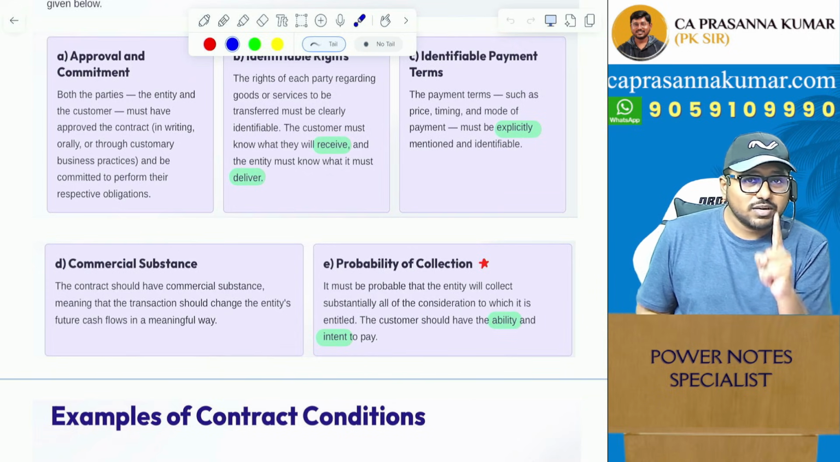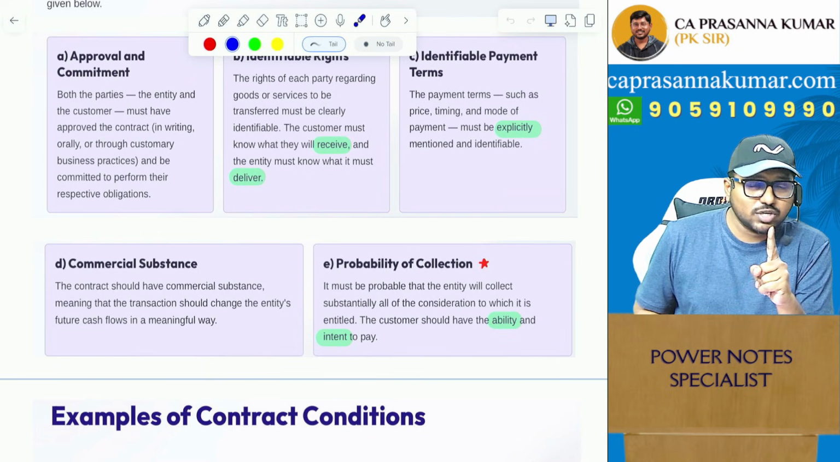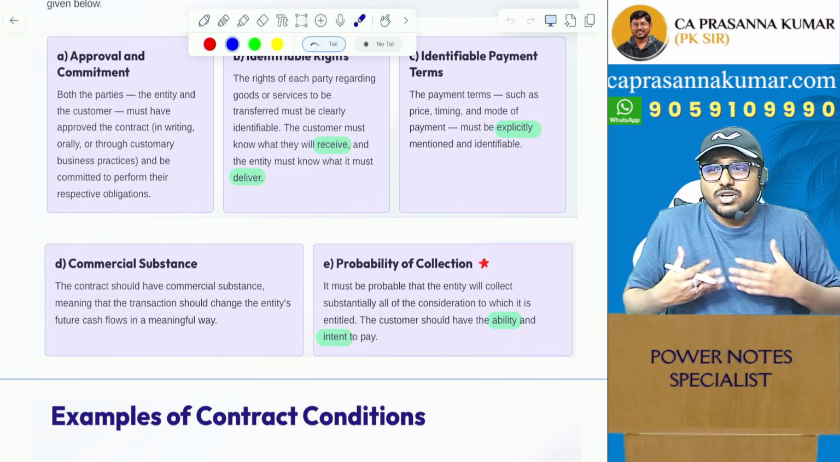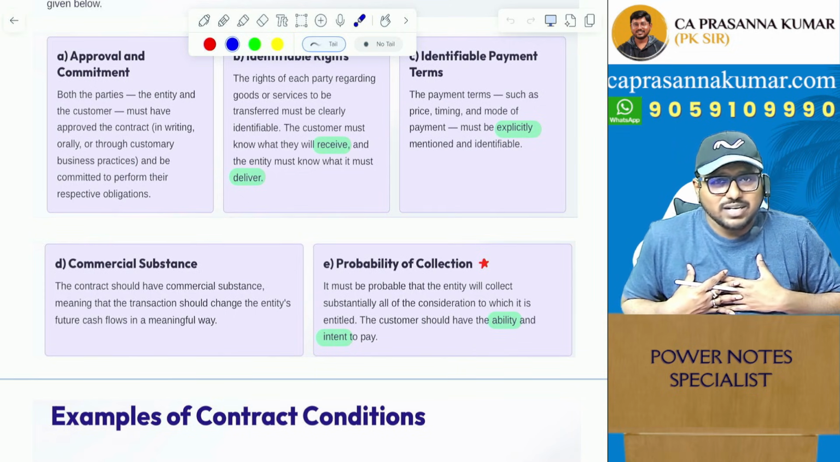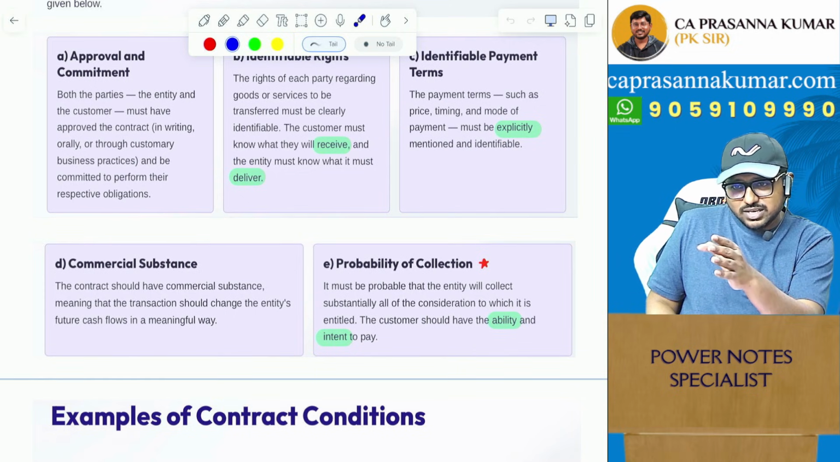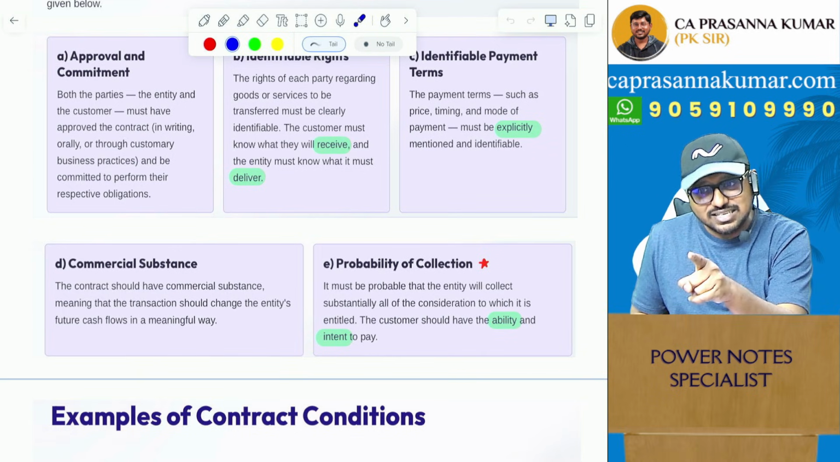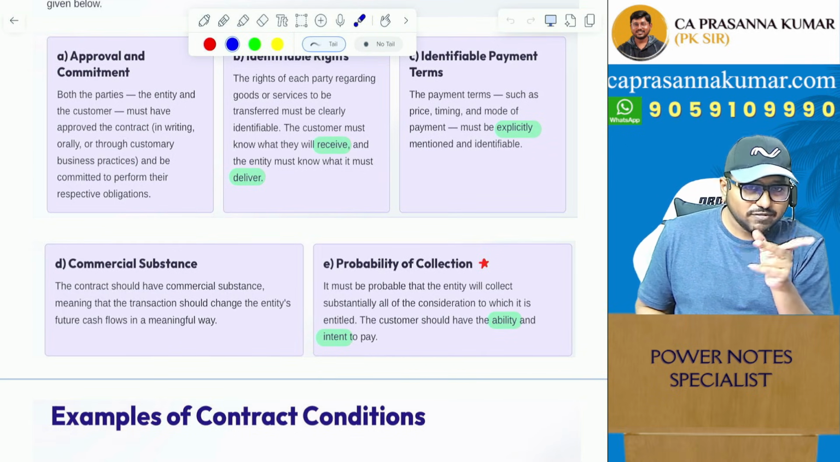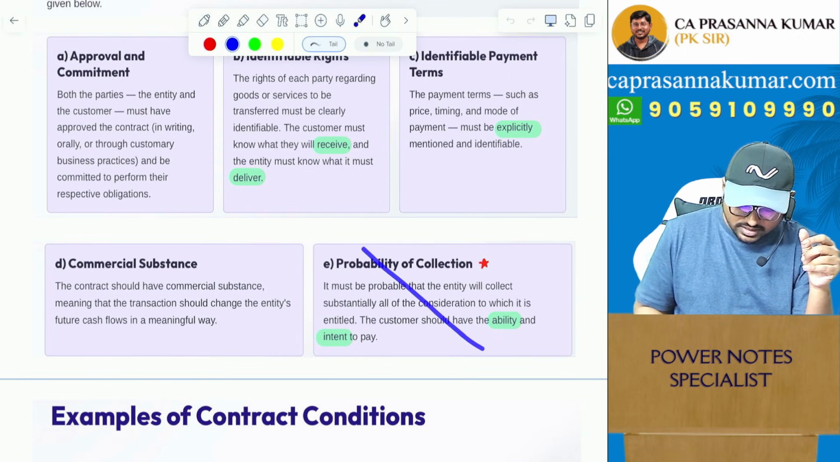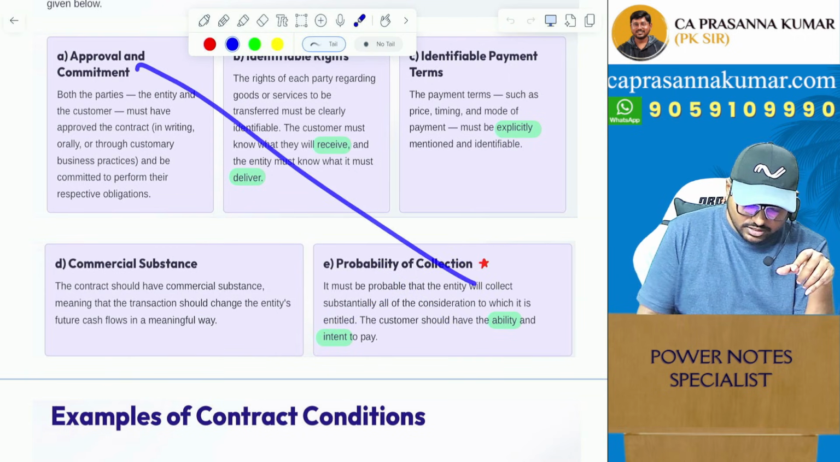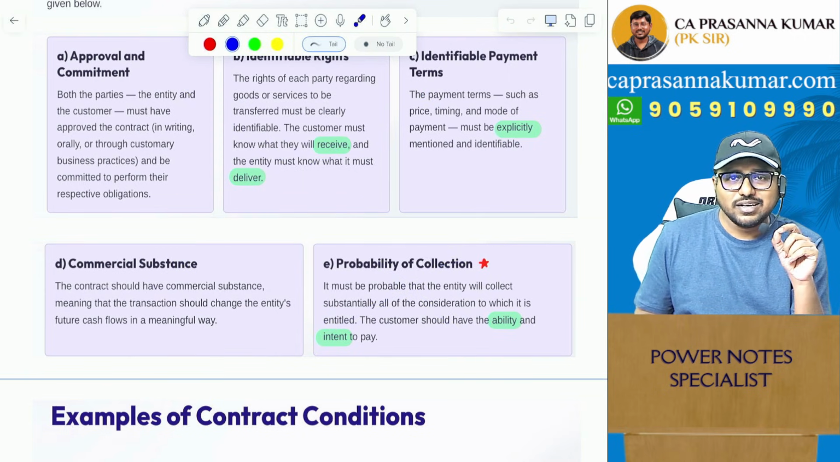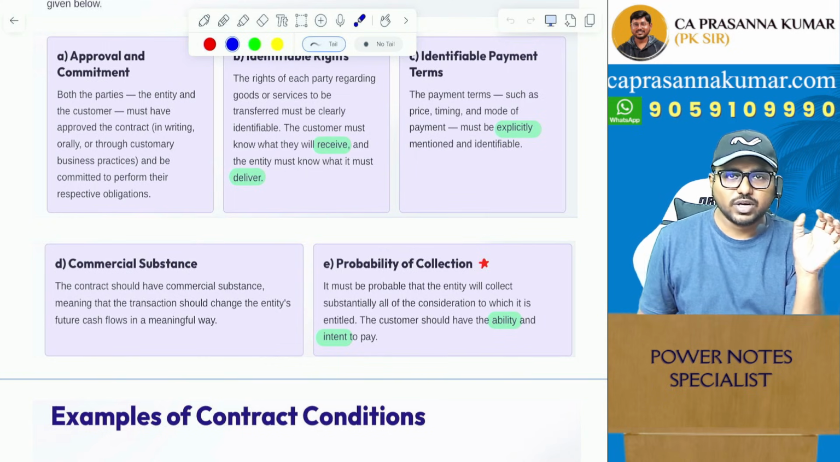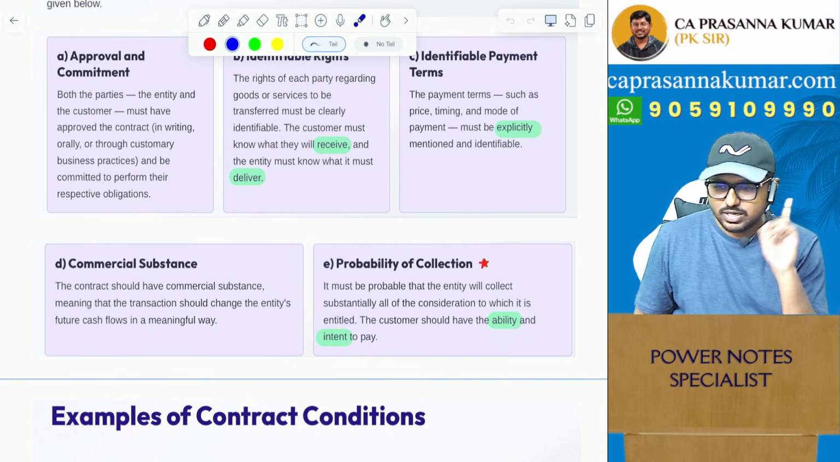You will recognize revenue only when there is probability of collection, which means you look at the customer, because revenue recognition will be done from the entity's point of view, in the entity's books. So the entity should look at the customer and see whether he has the intent as well as the ability to pay. Both conditions must be satisfied. If any of this condition is not satisfied, then there is no valid contract between the customer and entity, which means there is no question of revenue recognition. Based on this, questions are there, so keep this in mind.